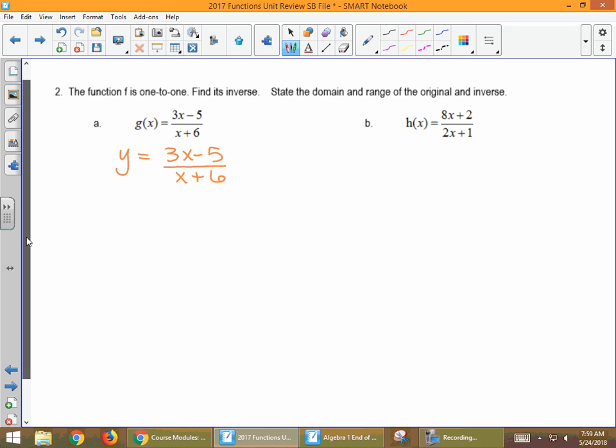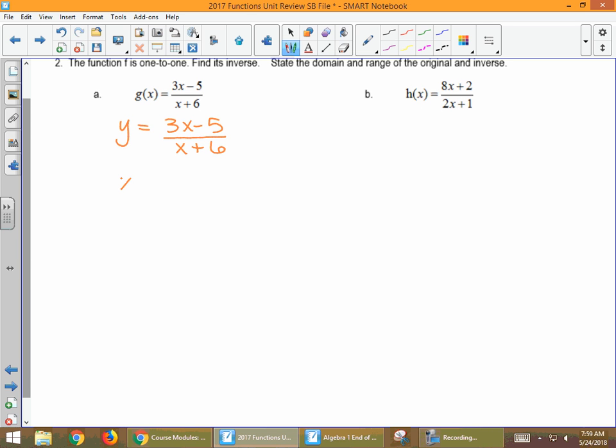Switch x and y, and in this case, you're going to end up with two y's in your problem. And now we're going to solve for y. This is one where you want to maybe make a little star. We are going to have to factor to get our y to solve for y. There's going to be a little factoring piece here.